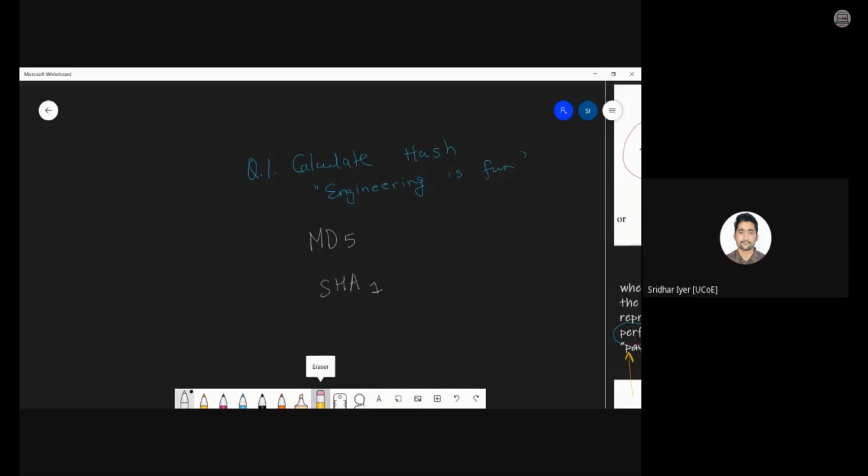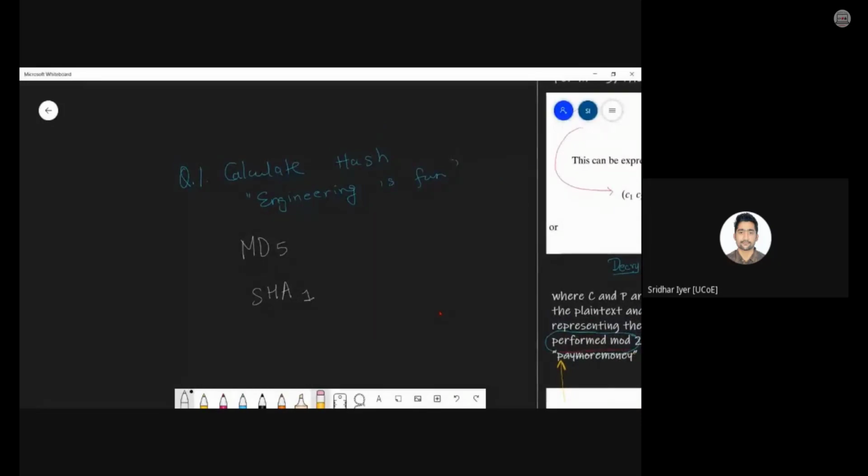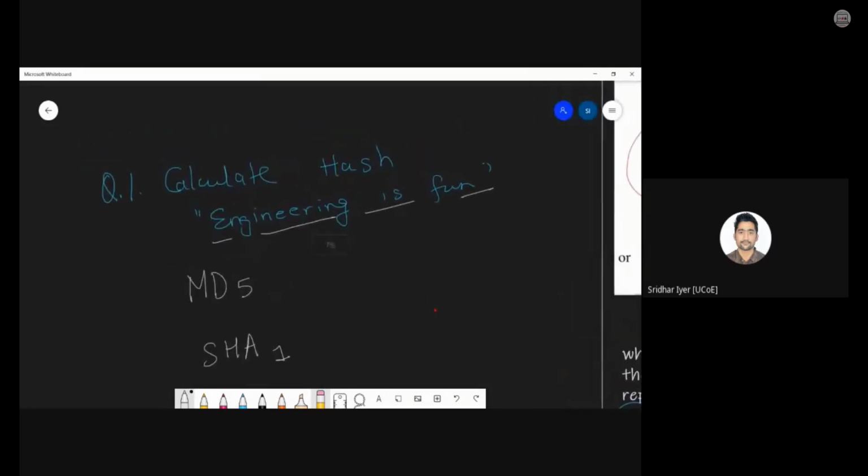Obviously, you are not aware of what these things are, so you can simply go to online websites where they create hashes for you. So create a hash for this message, "Engineering is fun." It should be case sensitive. I have just the first character E as capital. Everything else is small. Engineering space is space fun.